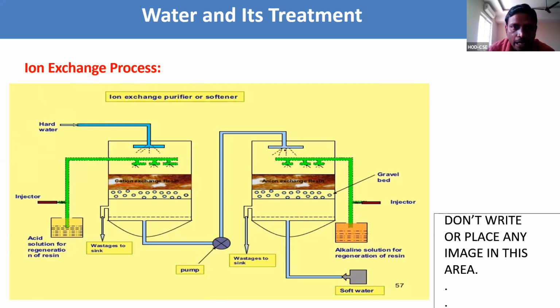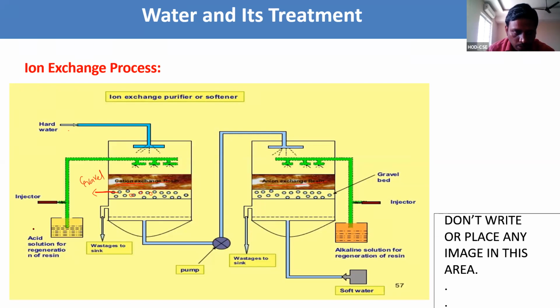The first chamber is cation exchange resin. The second chamber is anion exchange resin. Sorry, I mixed that up: first is cation exchange resin, and the second one is anion exchange resin. Here the small round symbols indicate a gravel bed, which helps to filter more.